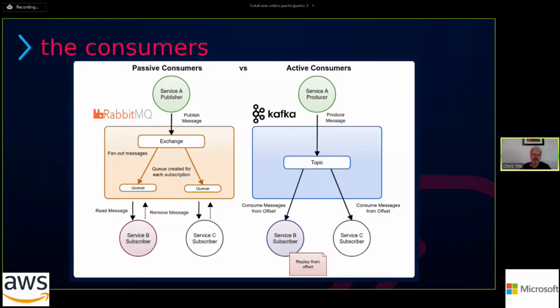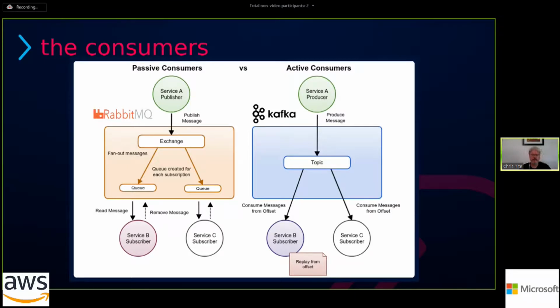So every time a subscriber comes into the system, says, I would like to be able to read from this particular published message, a queue has to be created, and those queues are then filled and maintained with the messages that come through from service A. Service B and C will then read the message and then remove the message from the queue, and the message will be removed from the queue once it's gone.